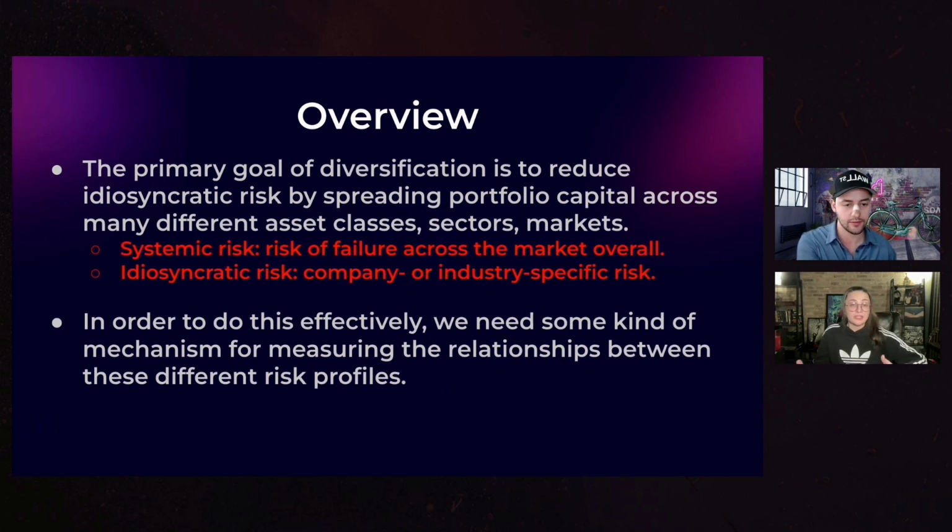So in order to effectively diversify, we basically need some kind of statistical mechanism for measuring relationships between different risk profiles. And that brings us to the question of how exactly we do that, right?